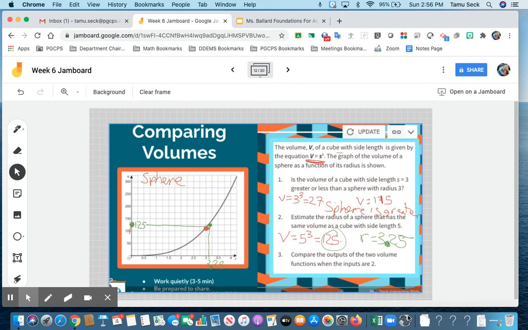Compare the outputs of the two volume functions when the inputs are 2. So the volume is 2 cubed, which is 8. That's of a cube. And when the input is 2, here, what is the output? The output, we go to the graph, the output is about, let's say, 45. So we're talking about a volume of 8 versus the volume of 45.